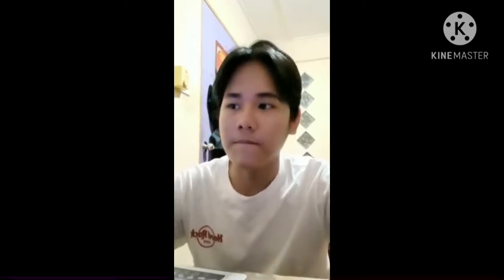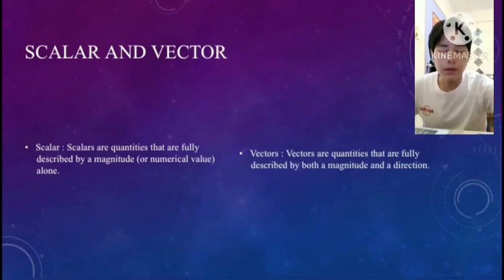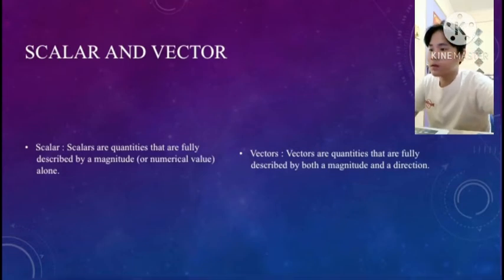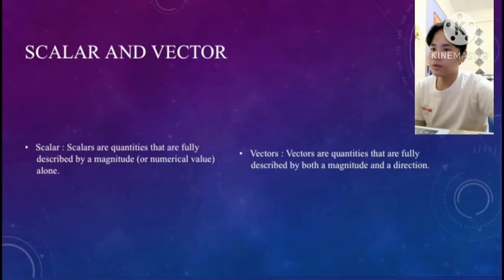Today, I would like to present to you about vector and scalar for electrical engineering. Okay, let's go. First of all, I'm going to tell you what is vector and scalar. Scalars are quantities that are fully described by a magnitude, or we call it a numerical value, alone. And vectors are quantities that are fully described by both a magnitude and a direction.